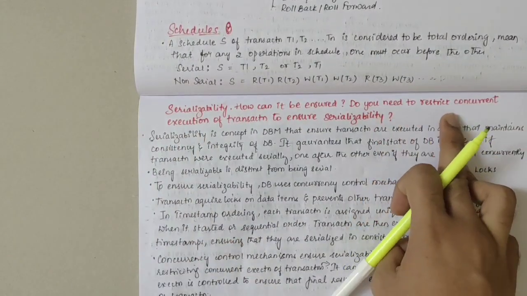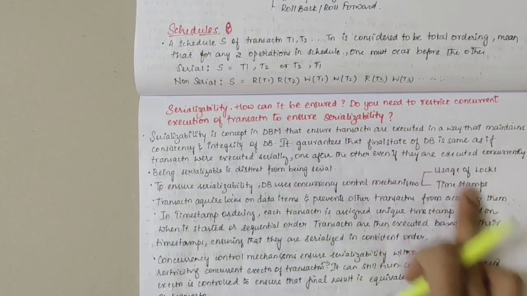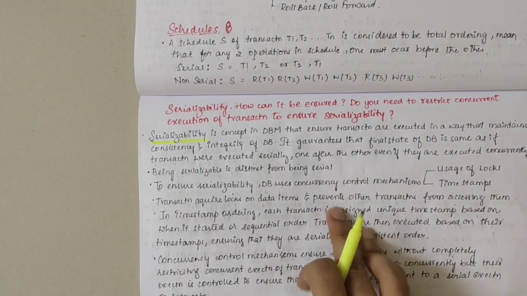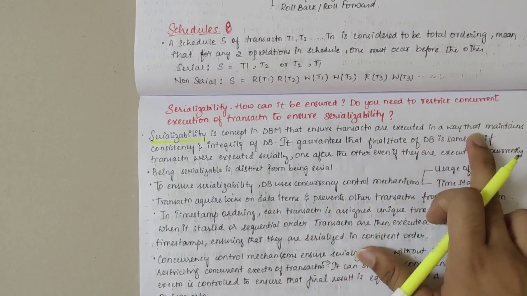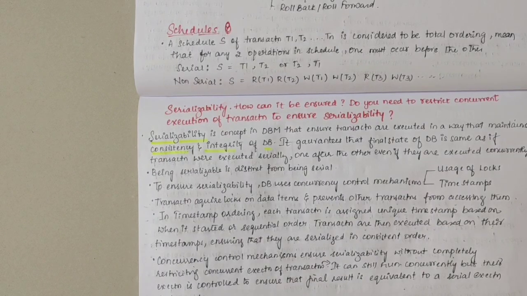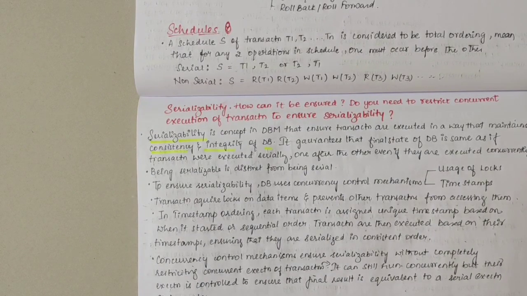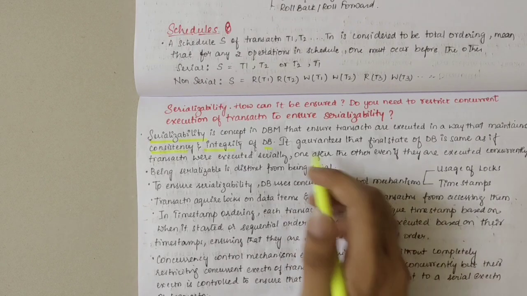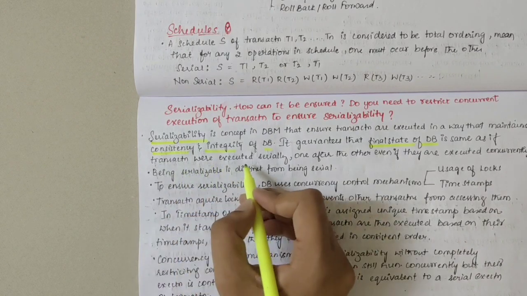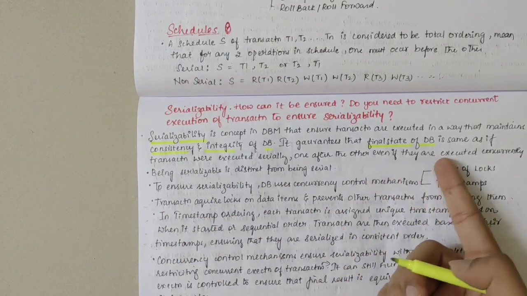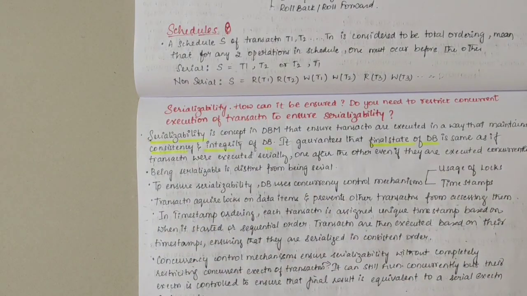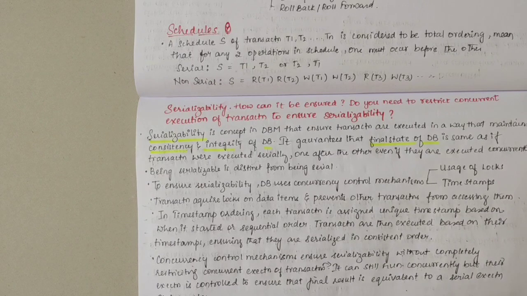Do you need to restrict concurrent execution of transactions to ensure serializability? So understanding the definition of serializability, it is a concept in database management that ensures transactions are executed in a way that maintains consistency and integrity of the database. So it guarantees that the final state of the database is the same as if transactions were executed serially, one after the other, even if they are executed concurrently. So even if you execute the transactions concurrently, the final state should be as though you have executed them serially.